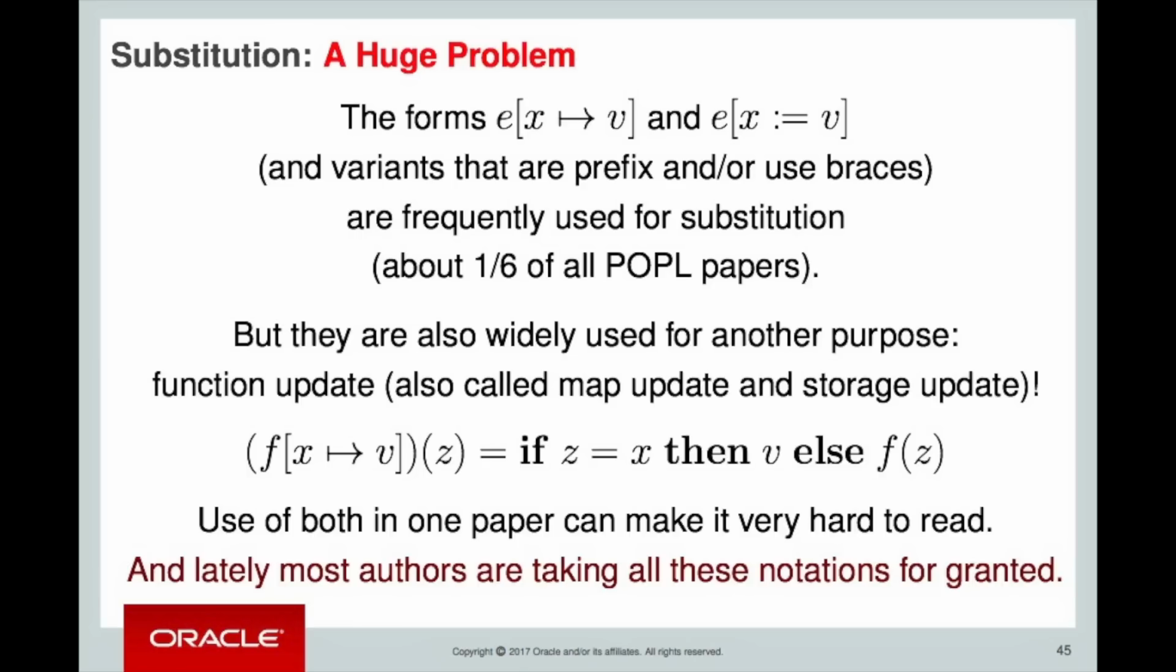And as a referee, I've encountered a lot of that in the last 20 years, I want to tell you. And finally, it's a problem because lately, meaning in the last 5 to 10 years, authors are taking these notations for granted. They're not spelling out in their papers exactly what they're using those notations for. They're assuming it. And they are ambiguous because they've been used in these two different ways.